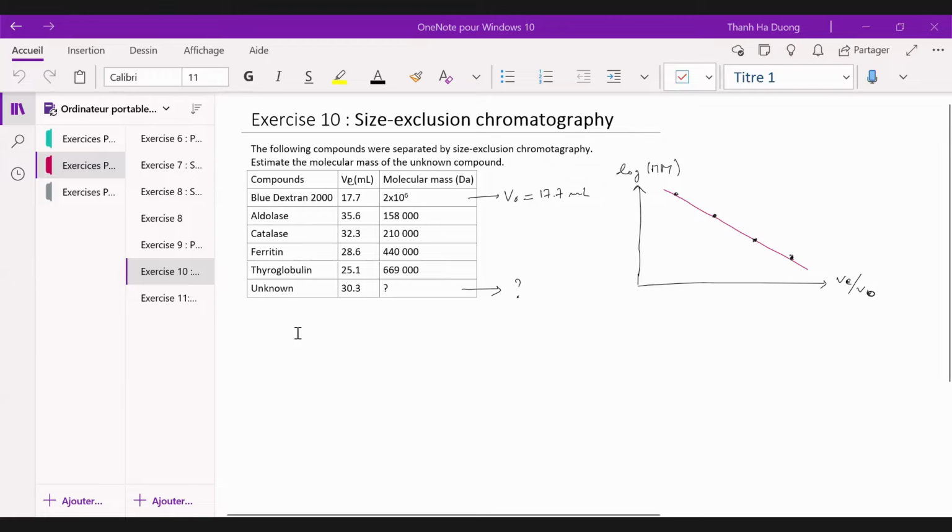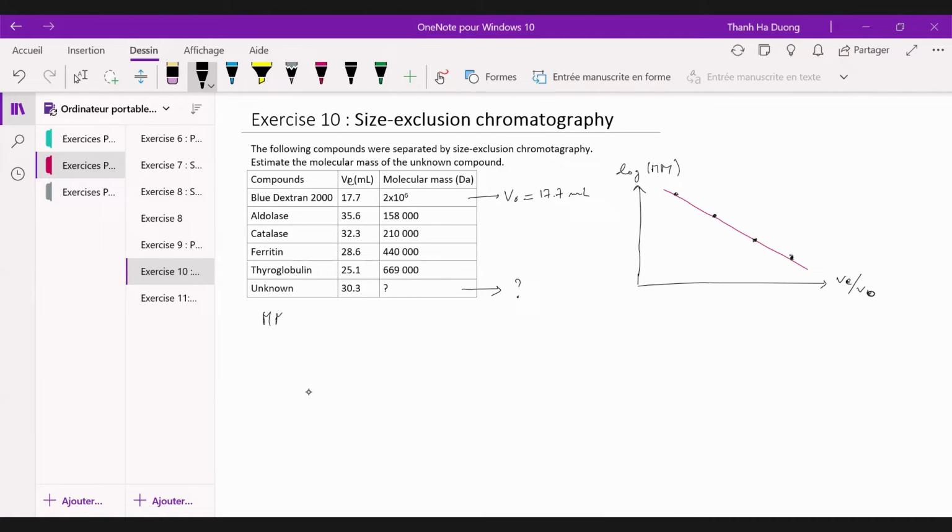Did someone do this? I found that the molecular mass is 251, or 260, sorry. Okay, let's say 251 kilodalton, right? Yeah. You see that. Okay.